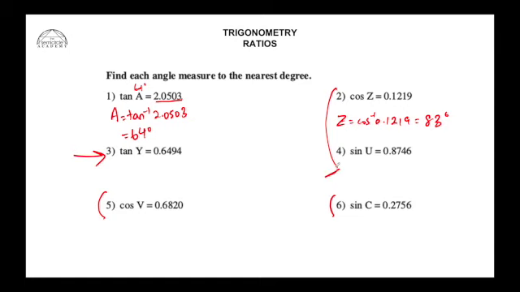This one, u is equal to the sine inverse of 0.8746, which is 60. So the sine inverse of 0.8746, and 61. Yeah, about 61. Right? Soraya, what is this one?